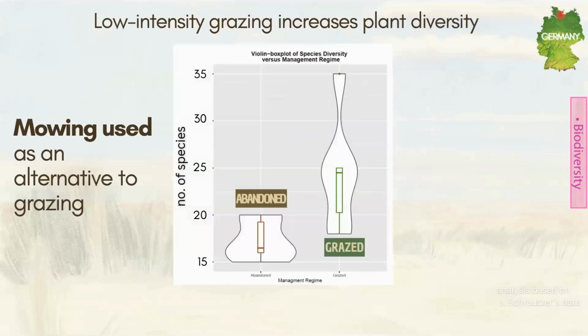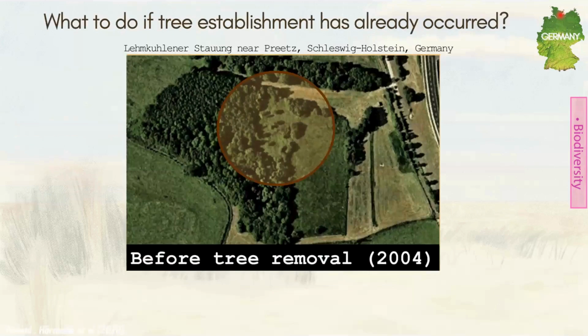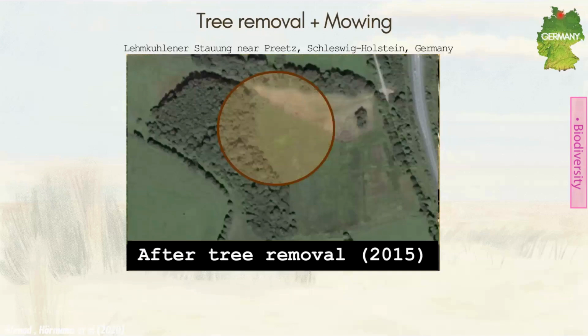But when you allow it to be grazed at an intermediate level, according to the intermediate disturbance hypothesis, it actually results in a higher number of species. And instead of grazing, when that's not possible, we can do mowing to manage it. But what happens when encroachment of woody species has already taken place? You can see there. In Germany, they sometimes remove it.